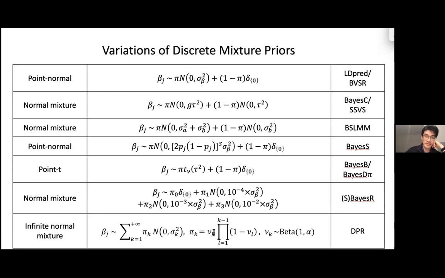which makes the model even more flexible. And then finally, there are non-parametric models where the effect size distribution is assumed to be a mixture of an infinite number of normals. And in posterior inference, the data will determine the optimal number of mixtures. So these are different variations of discrete mixture normals. They are all discrete mixtures of two or more distributions, so they largely share the same advantages and limitations of LDpred.